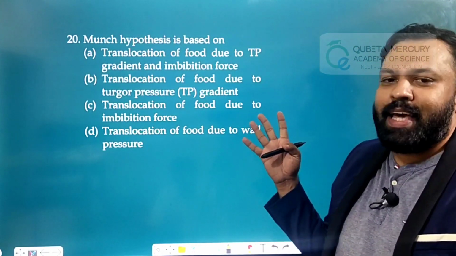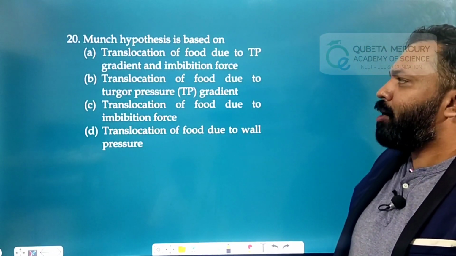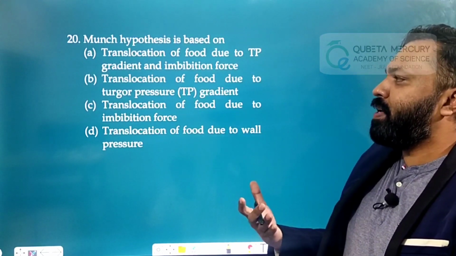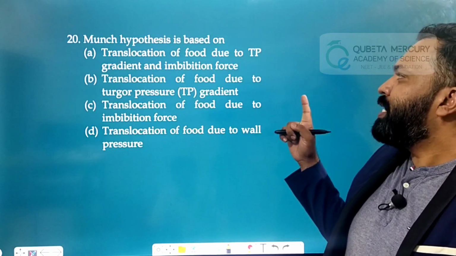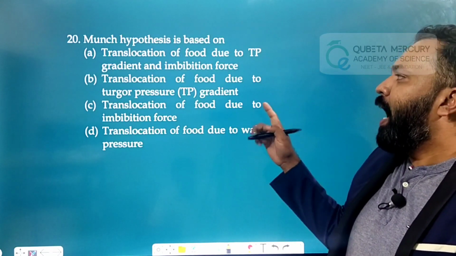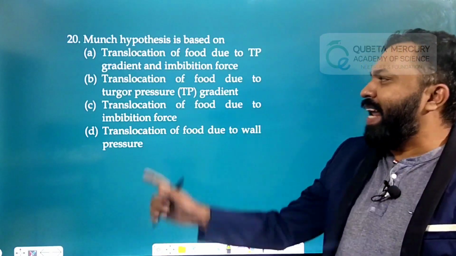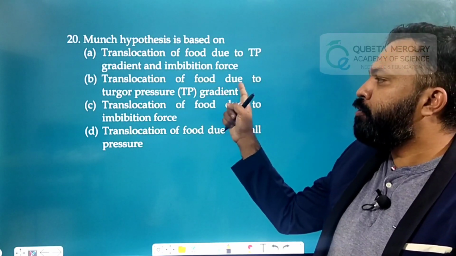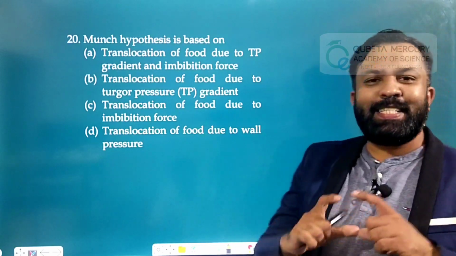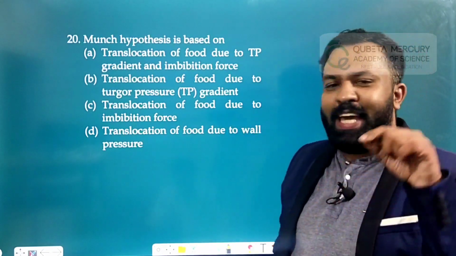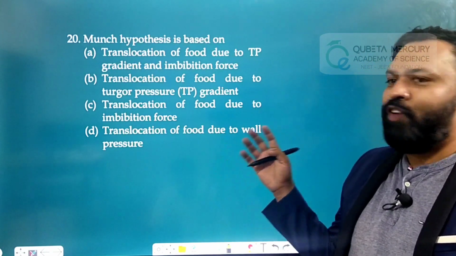Munch hypothesis, again chapter transport in plants, phloem translocation, right? What is the principle of the Munch hypothesis? Option A, translocation of food due to turgor pressure (TP) gradient and imbibition force. Option B, translocation of food due to turgor pressure (TP) gradient. Option C, translocation of food due to imbibition force. D, translocation of food due to wall pressure.